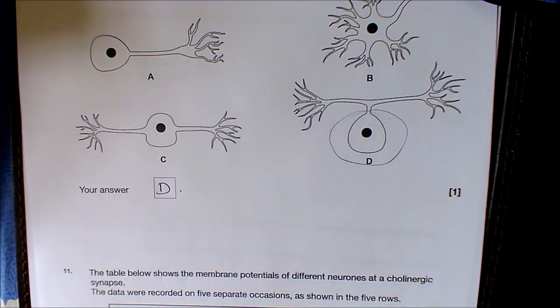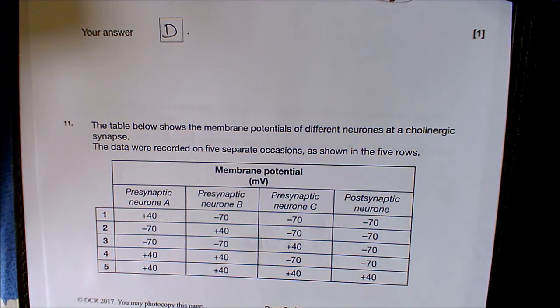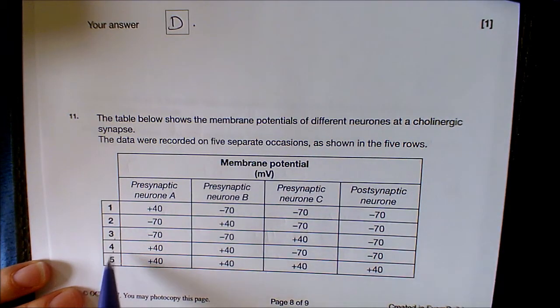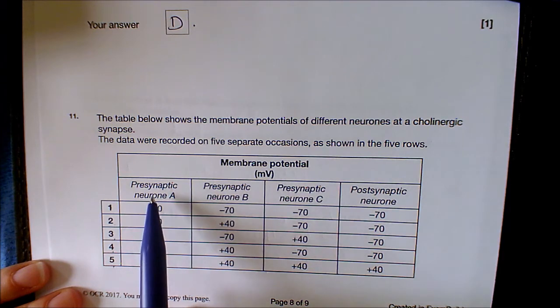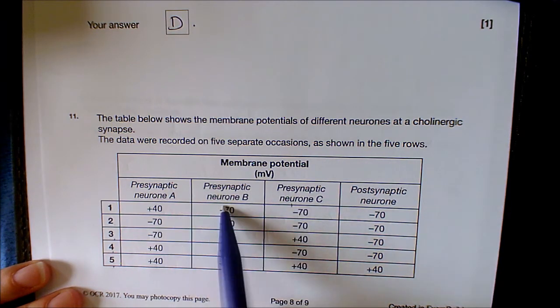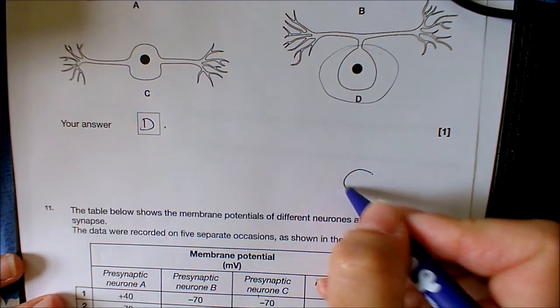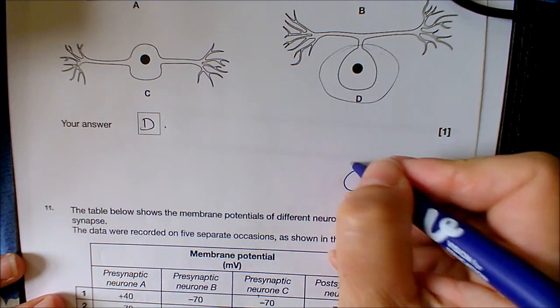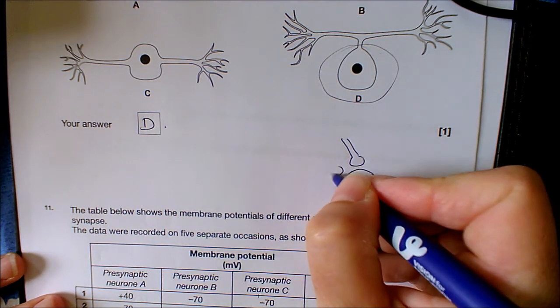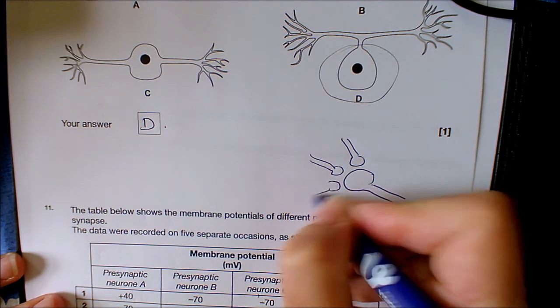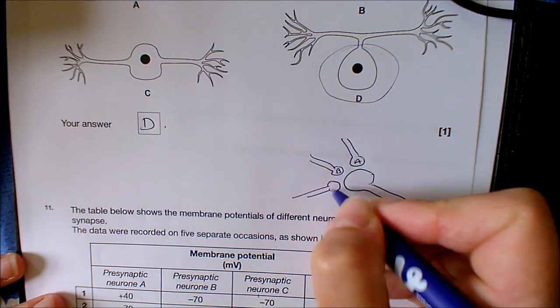The next question, the table below shows the membrane potentials of different neurons at a cholinergic synapse. So that means that we've got acetylcholine there as the neurotransmitter. The data were recorded on 5 separate occasions as shown in the 5 rows. So this was the first try, second, third, fourth, fifth try. So we've got 3 presynaptic neurons, A, B and C, and we've got 1 postsynaptic neuron. So let's just remind ourselves what that's going to look like. Let's say that's our postsynaptic neuron, and then here are our presynaptic neurons. So that's A, B, C.